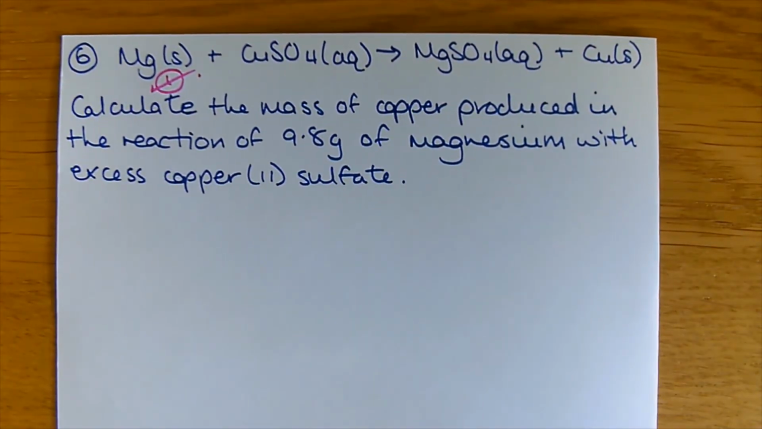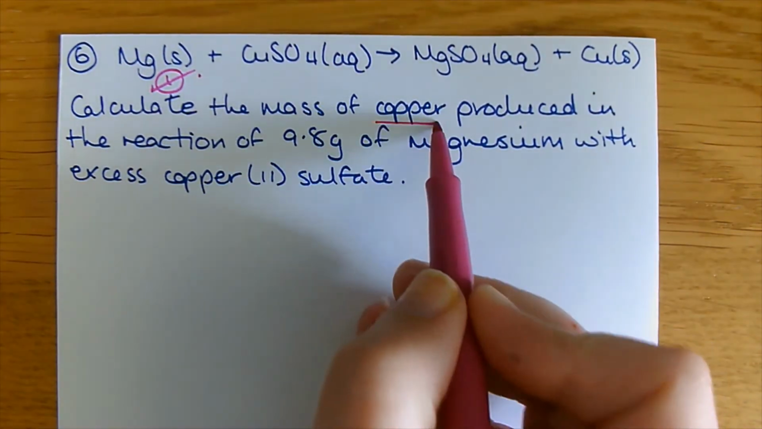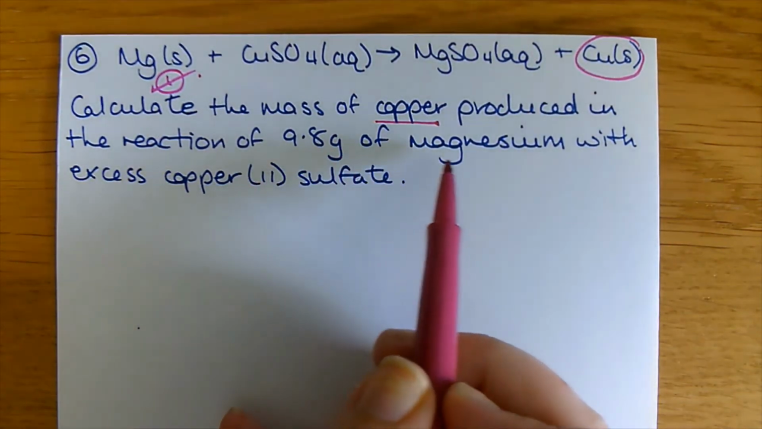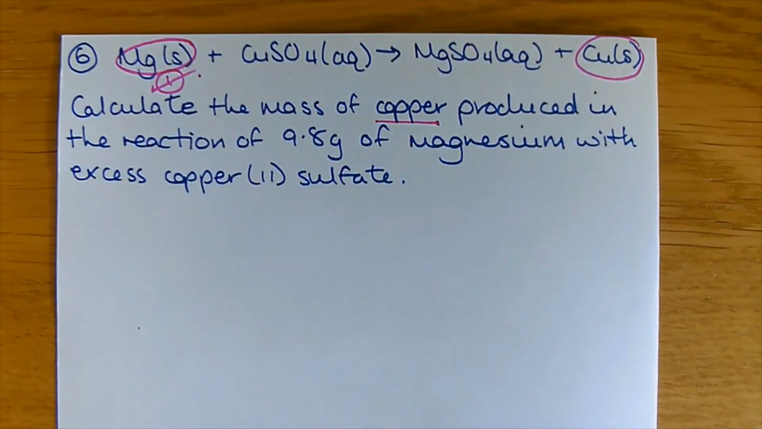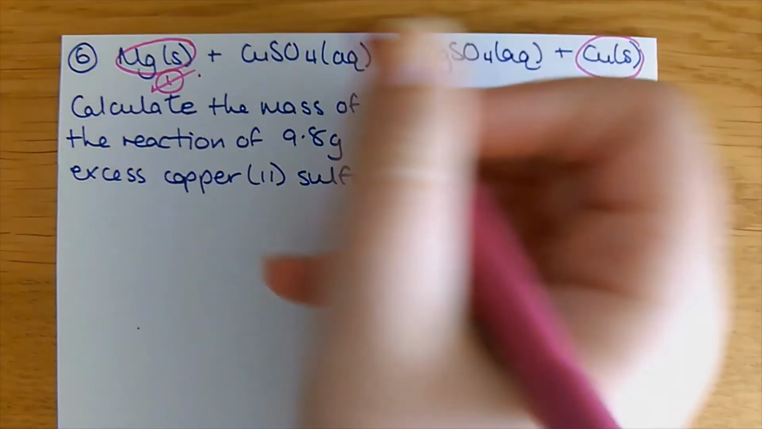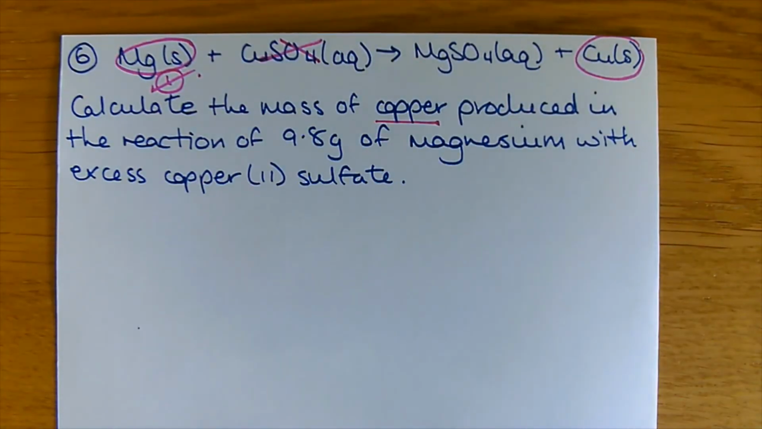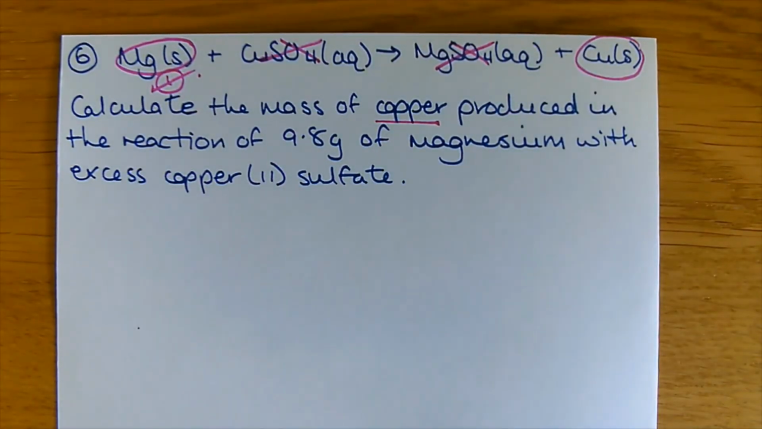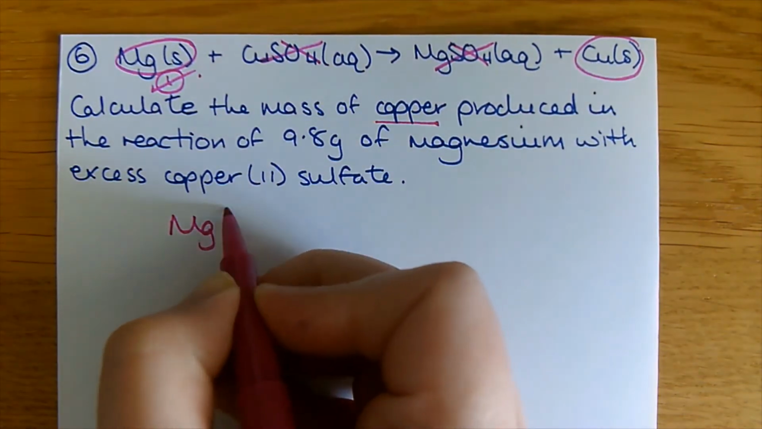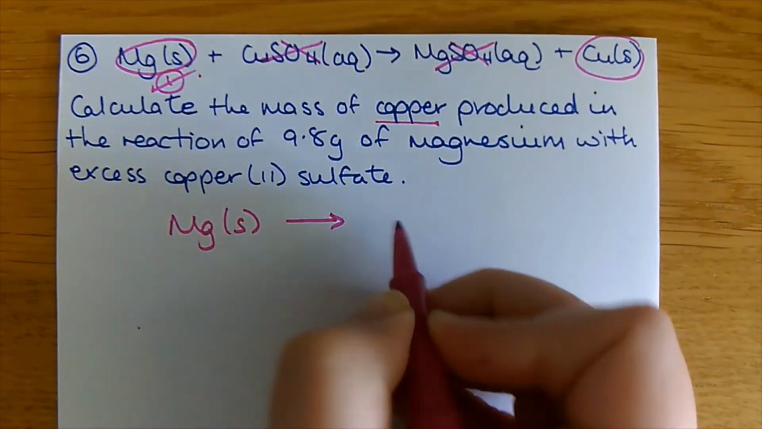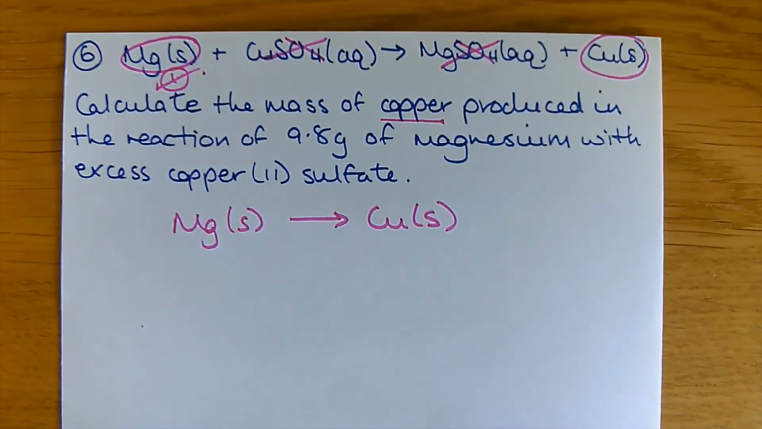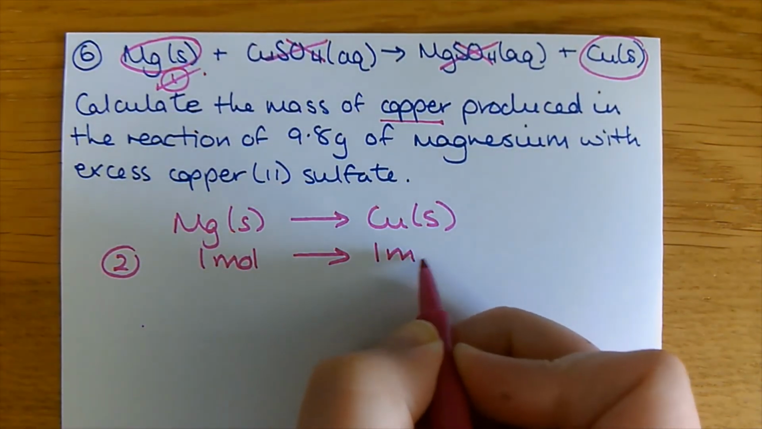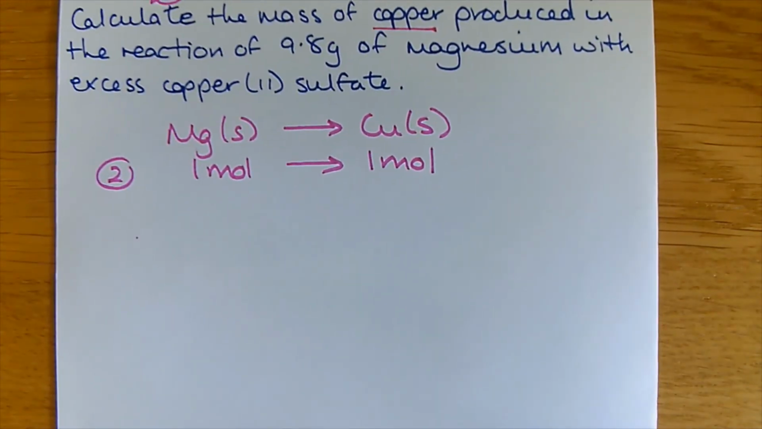Now, be careful when you're rewriting this one. Calculate the mass of copper produced, copper just on its own, in the reaction of 9.8 grams of magnesium with excess copper sulfate. If it's excess, you don't know how much of it you've got, so you can't use it in the calculation, and we're not interested in magnesium sulfate. So rewriting. And for step 2, we have 1 mole giving 1 mole. Back to a nice easy 1:1 mole ratio.